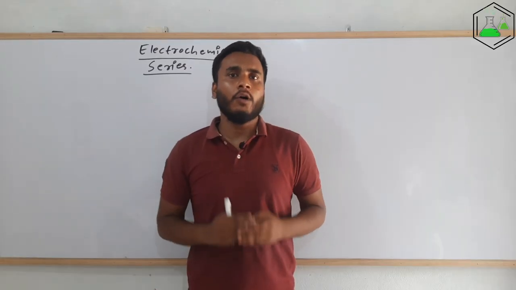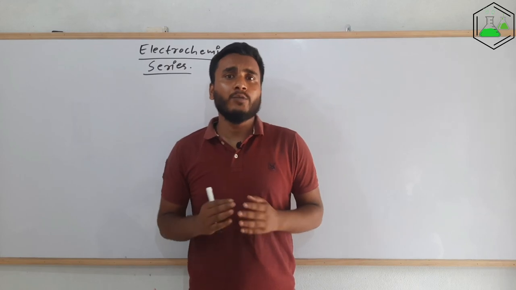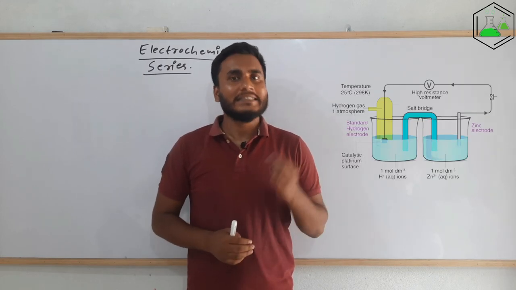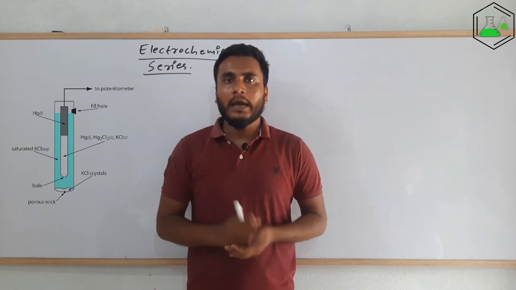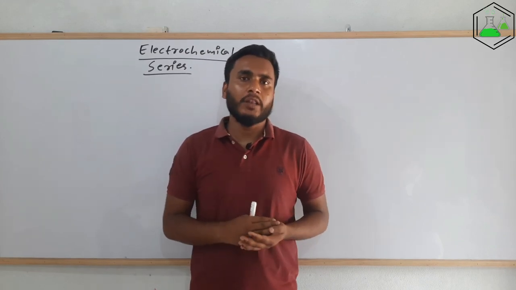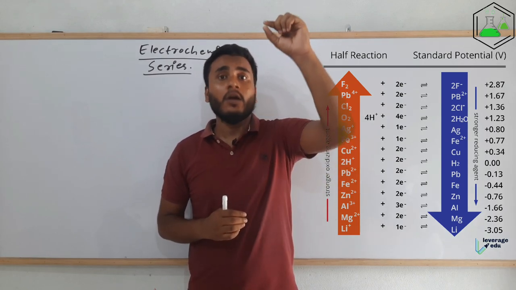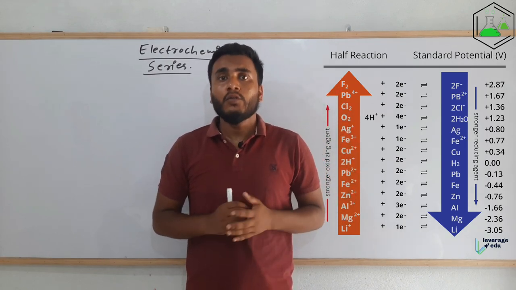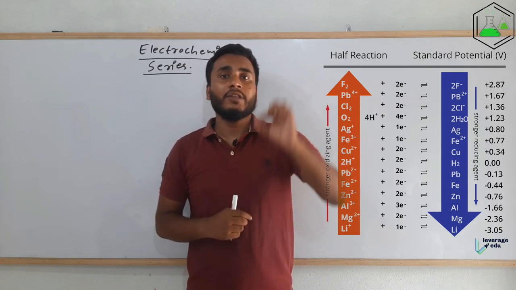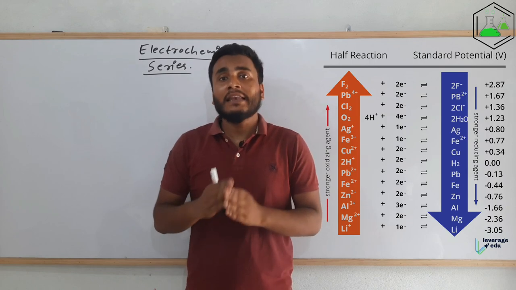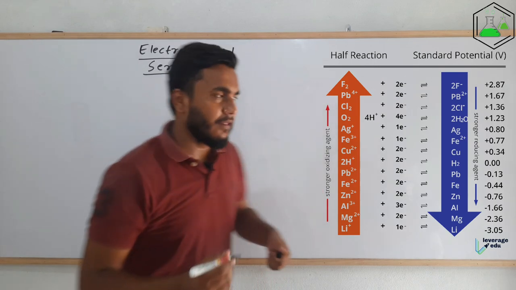We can find the value of standard electrode potential of any electrode just by coupling it with a reference electrode, such as standard hydrogen electrode, that is SHE, or calomel electrode. After finding the value of standard electrode potential of every electrode, we can arrange them either in ascending order or in descending order. So the arrangement of the electrodes on the basis of their increasing or decreasing order of standard electrode potential is called the electrochemical series. Let me write the definition of it.